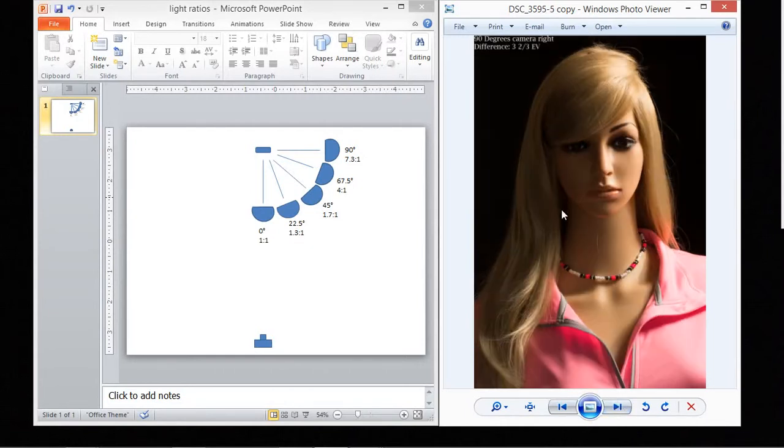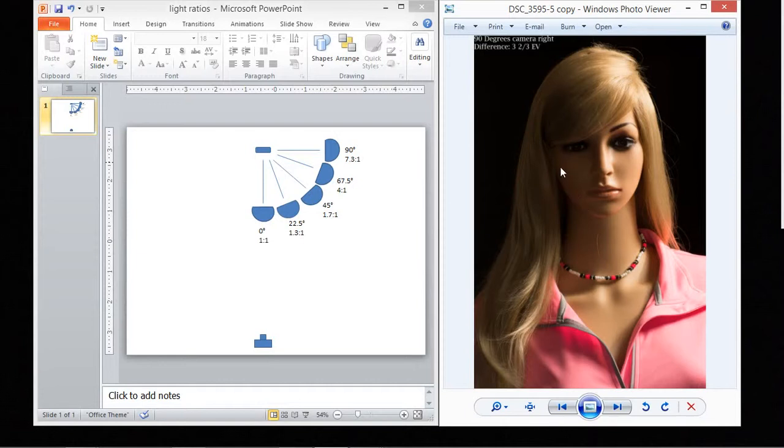And then lastly, we're at a full 90 degrees, which is a split light. They call it a split light because the light is quite literally almost splitting the face, because the nose acts as the crest, the apex. So there's your split light. And here I measured a full 3 2/3 of a stop, which is huge.